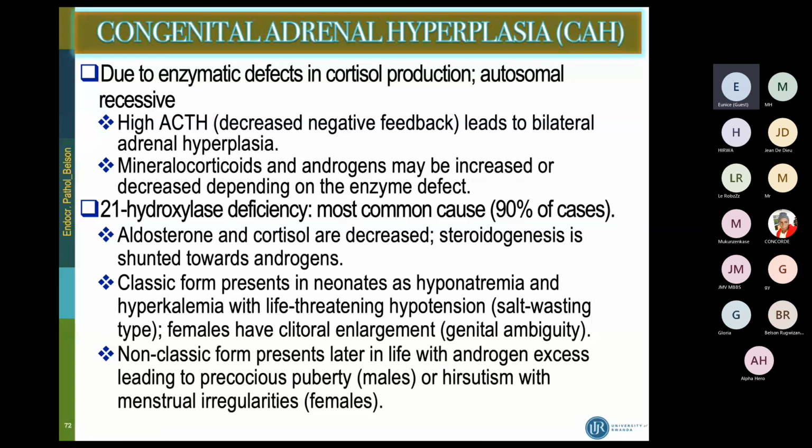So another condition, as I said, we should see here is the congenital adrenal hyperplasia. Congenital adrenal hyperplasia. So you can understand there is a hyperplasia of the adrenal gland, which is congenital. Someone was born with this. So it is the inherited disease. The transmission is autosomal recessive. So it is due to enzymatic defect in cortisol production.